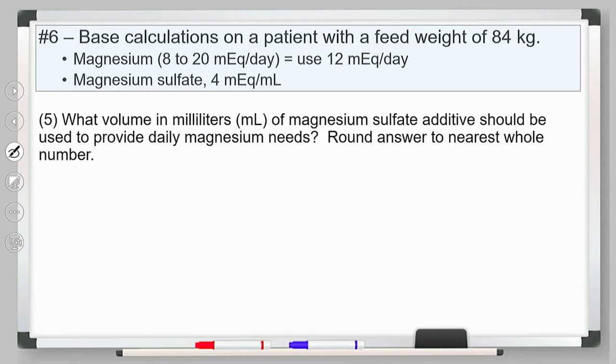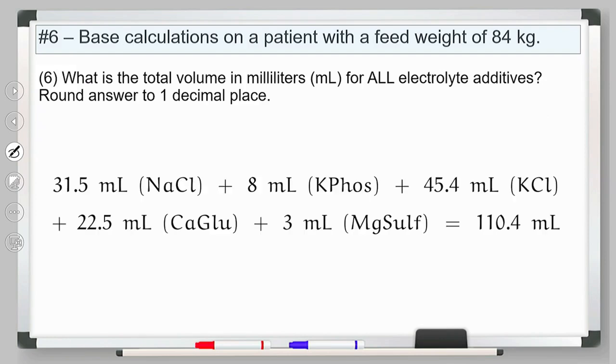And I'll spare you the calcium and the magnesium. Those are all pretty straightforward. Then you all add them up at the end there.